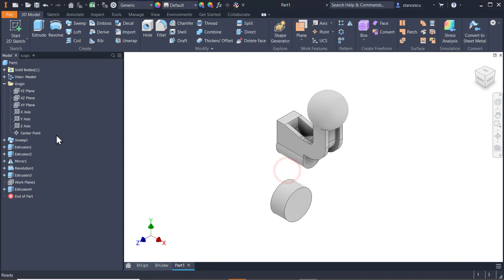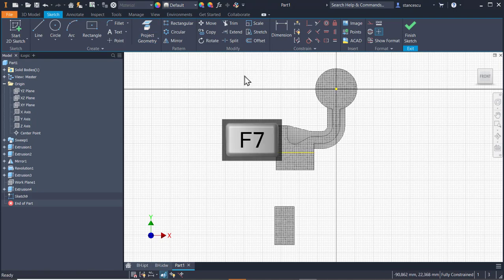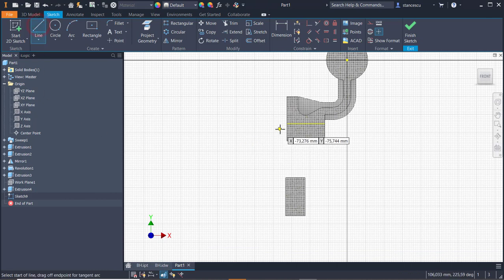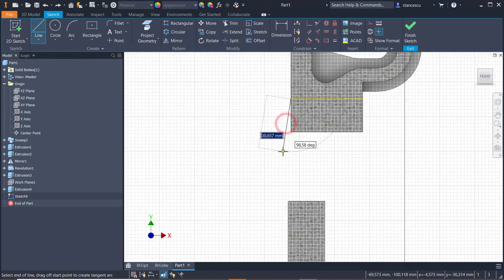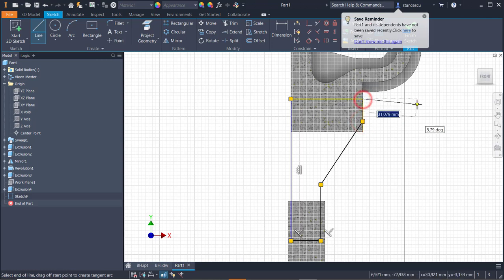Visibility, XY, sketch. I project this line even if it is not the center line, and F7 to create now a line from here to somewhere and back to this line and here. Good.